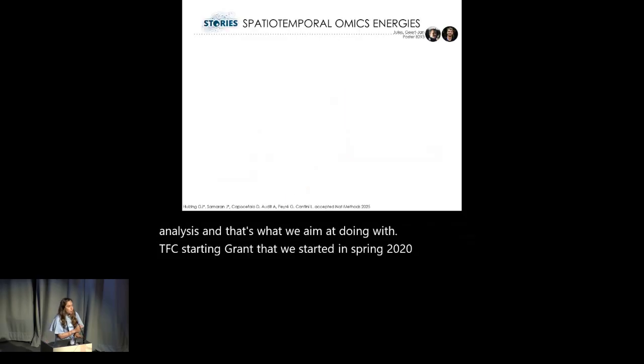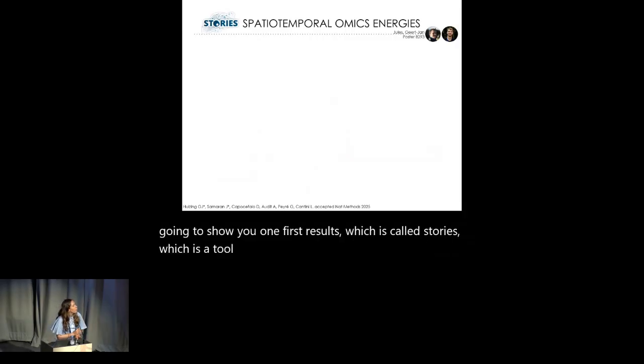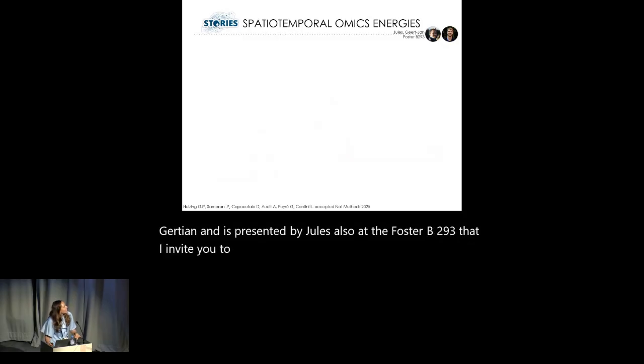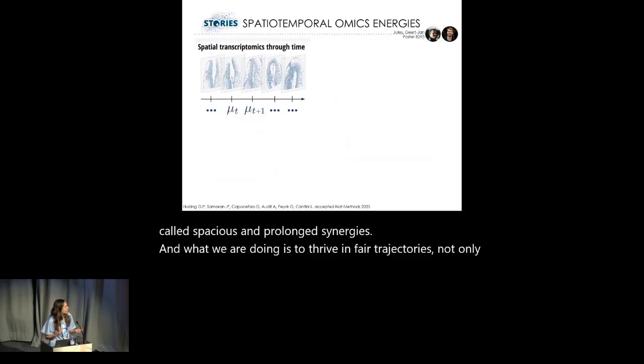And I'm going to show you one first result, which is called Stories, which is a tool that has been jointly developed by Jules and Gertian, and is presented by Jules also at the poster B293, that I invite you to go to see and discuss with him. So the tool is called Spatiotemporal Omics Energies. And what we are doing is to try to infer trajectories, not only considering expression data, but also space information.